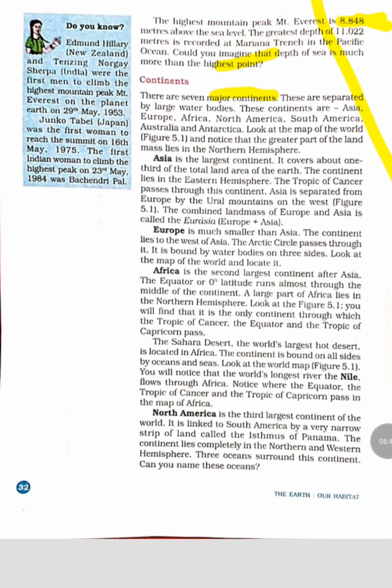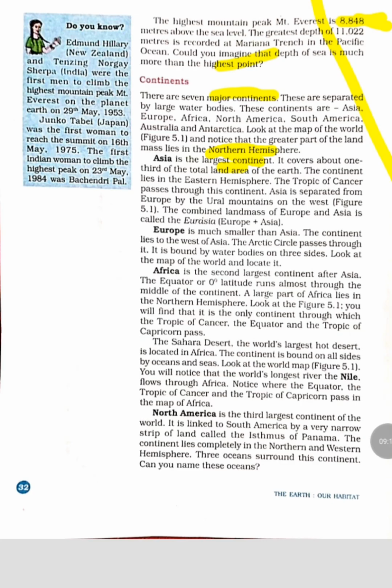We know first about Asia, which is the largest continent. It covers one-third of the total land area of the earth, which is 29%. The Tropic of Cancer passes through this continent in the eastern hemisphere.